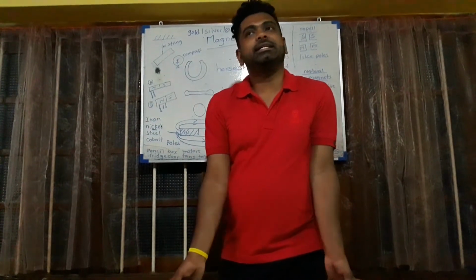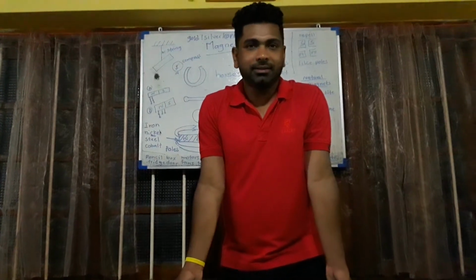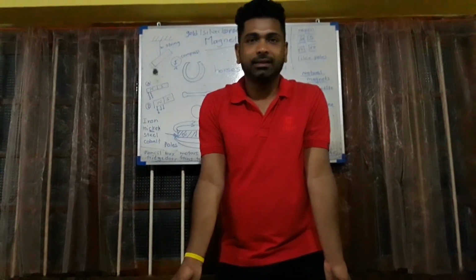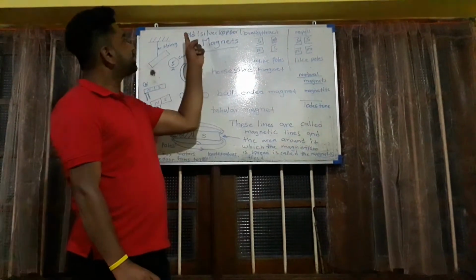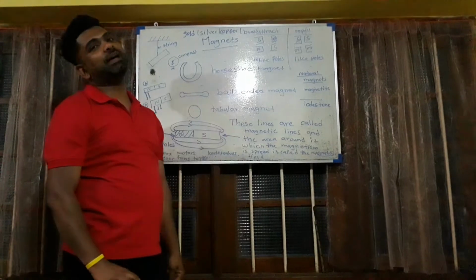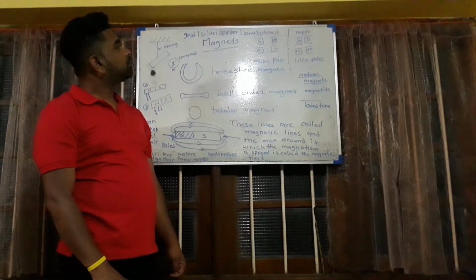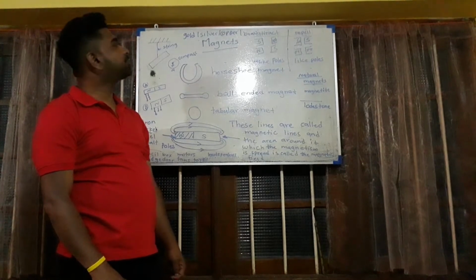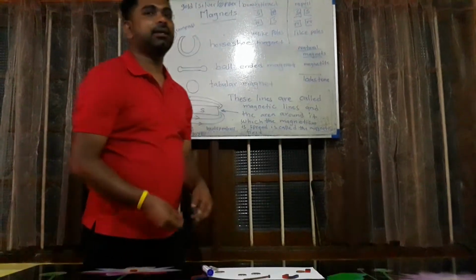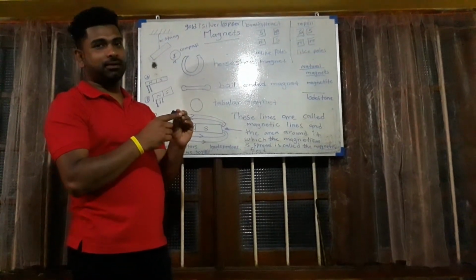So what are the materials which do not get attracted to magnets? Wood, plastic, glass, and also gold, silver, copper, brass. Those materials also don't get attracted to magnets, right? Then you realize that a magnet has two poles, right?